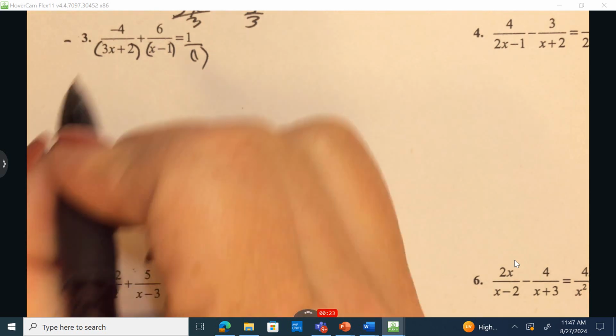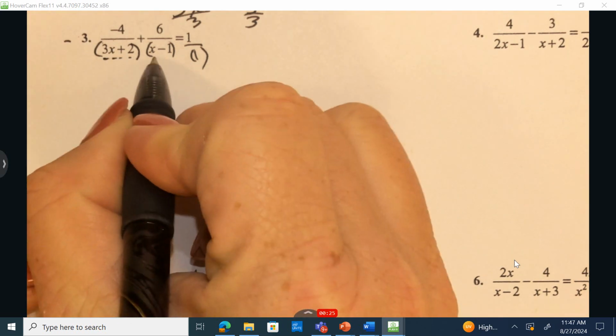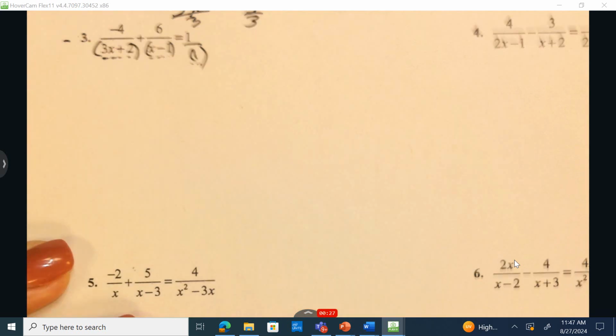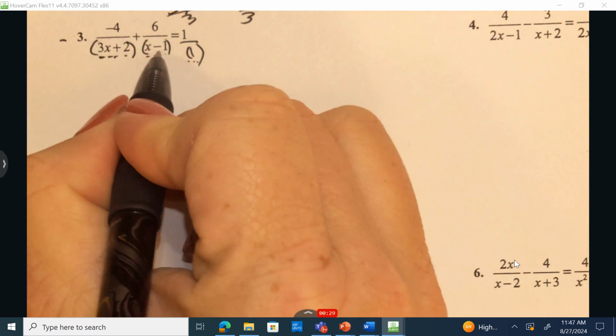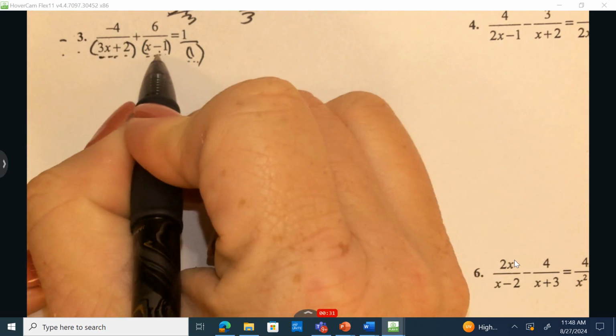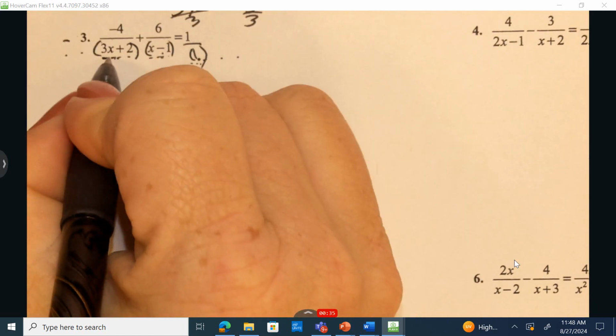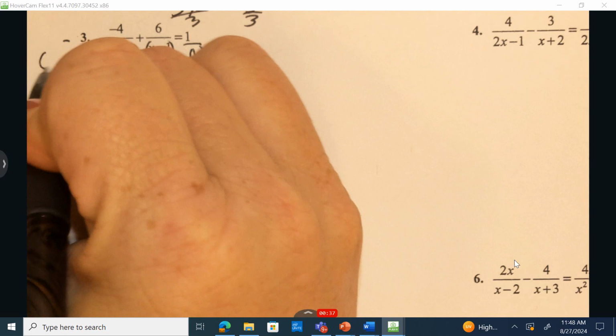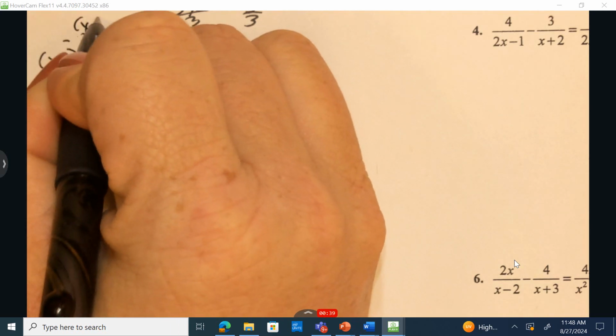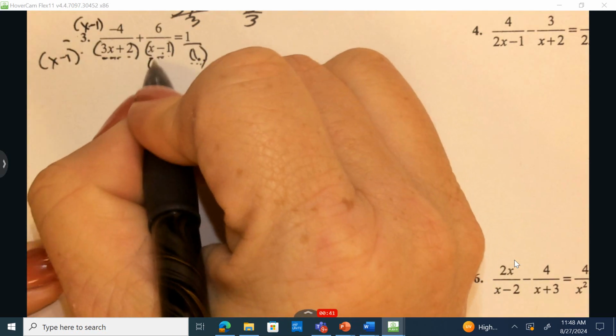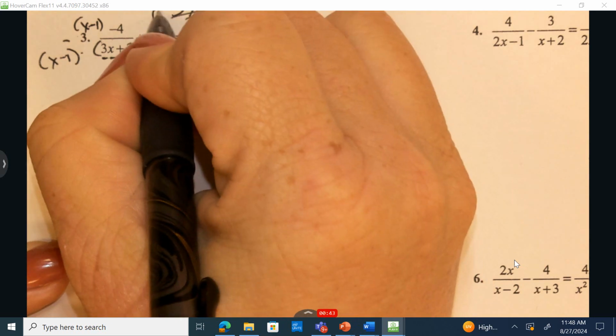I personally think of this as quantity A, this is quantity B, and this is quantity C. So this has A, it's missing a B and a C. This has a B, it's missing an A and a C, and this is missing an A and a B. So I'm going to attach to the top and bottom an x minus 1 and x minus 1. Here I'm going to attach a 3x plus 2 and a 3x plus 2.